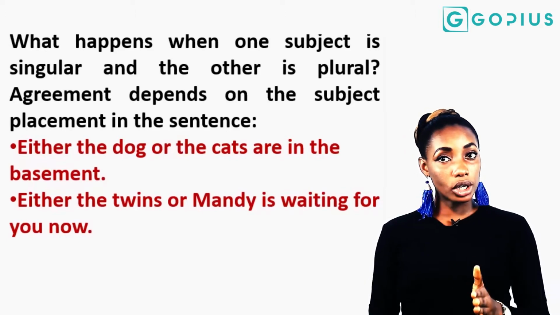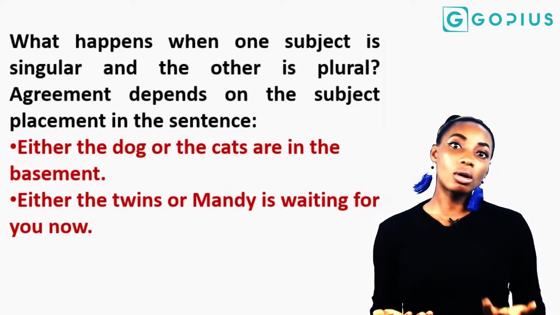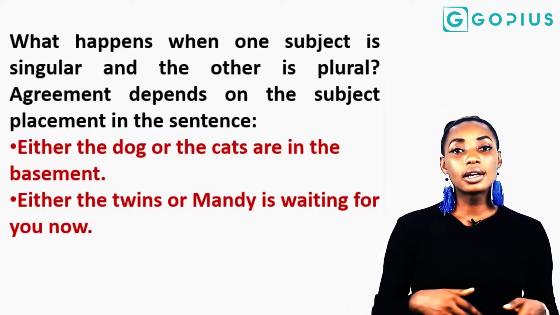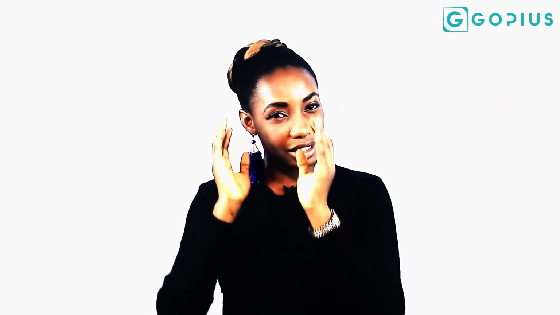The agreement and concord depends on the subject placement in the sentence. Okay? We can have more than one subject in a sentence. So what happens if the first subject is singular and the second subject is plural? Which verb form would the verb in the sentence take? You have to follow the rule which says the verb takes the number form of the subject it is closest to as arranged in the sentence. The verb takes the number form of the subject it is closest to in the sentence.